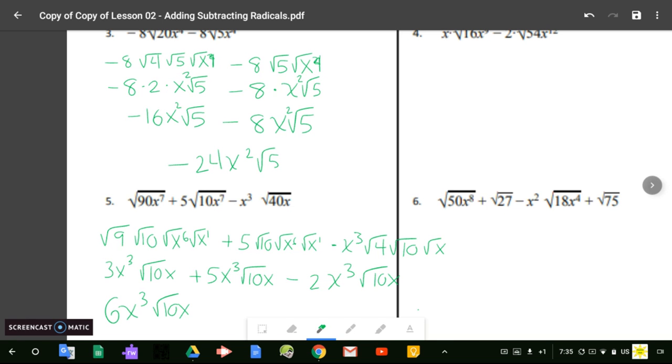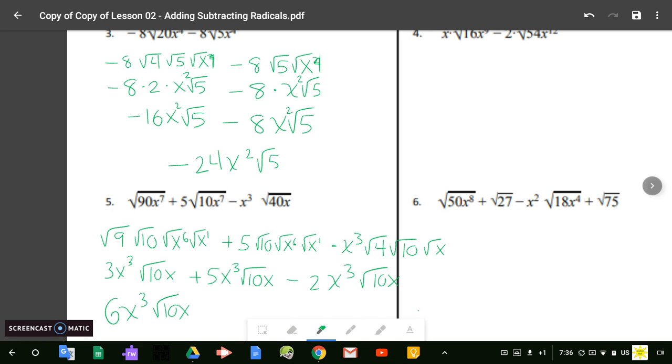So the square root of x to the 4th is x squared. Anything that came outside of the radical is going to get multiplied with the coefficient. So here this becomes negative 16x squared radical 5. And then here this becomes negative 8x squared radical 5. So now I'm going to combine these coefficients because these are like radicals. And I'm going to have negative 24x squared times radical 5. And that's my final answer.